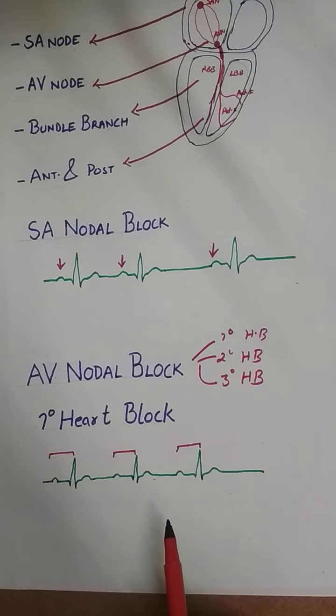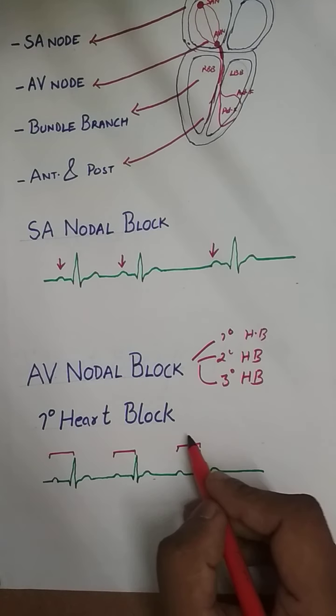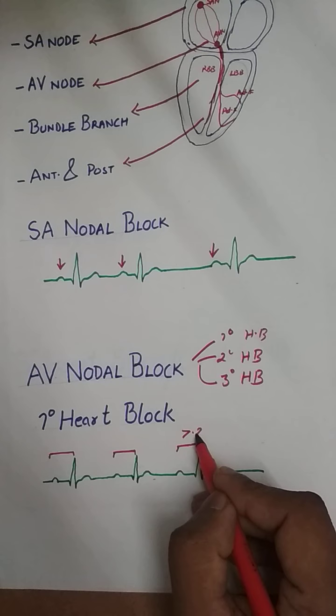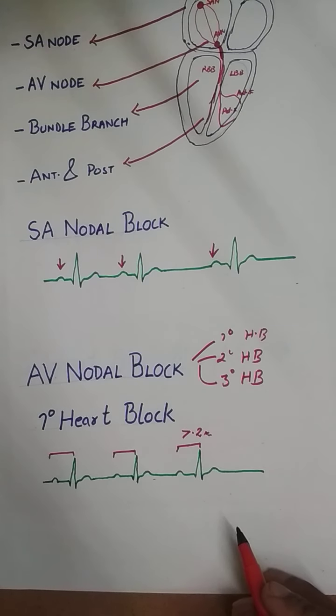Normally the PR interval should be less than 0.2 seconds. Here the PR interval would be greater than 0.2 seconds. So what does it mean? It means that waves are propagated from the atrium to the ventricle, but there is a delay. There is a delay in conduction of the impulse that leads to a prolonged PR interval.